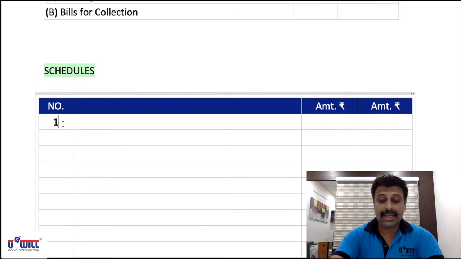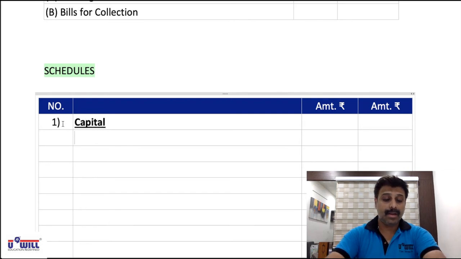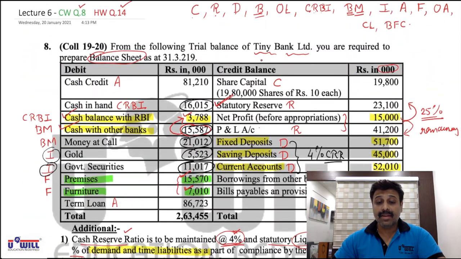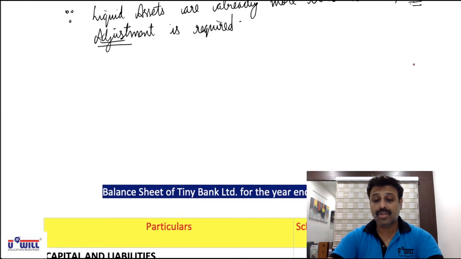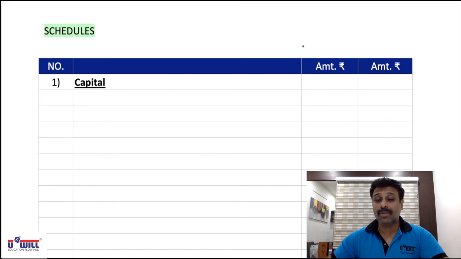Okay. Schedule number 1, that is capital. Now, all of you see here in capital, what do we have? Share capital, 19,80,000 shares of rupees 10 each, 19,800. Rupees in thousands are there. So we can also mention that rupees are in thousands.